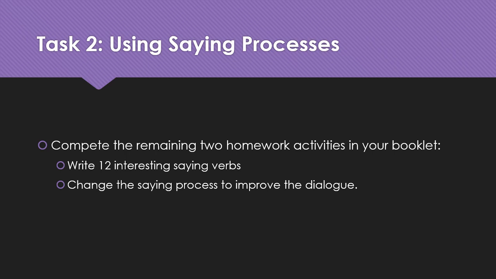So task 2. We're now going to move on to using saying processes. You have 2 tasks to do as part of this. First, you need to write 12 interesting saying verbs that you might like to use in your writing. They can be any different type of saying verb, but let's avoid the really basic ones like replied or said or asked. We want some really interesting ones that tell us more about how the person is saying what they're saying, or it reveals more about their character. Write those in the spaces provided on page 15.